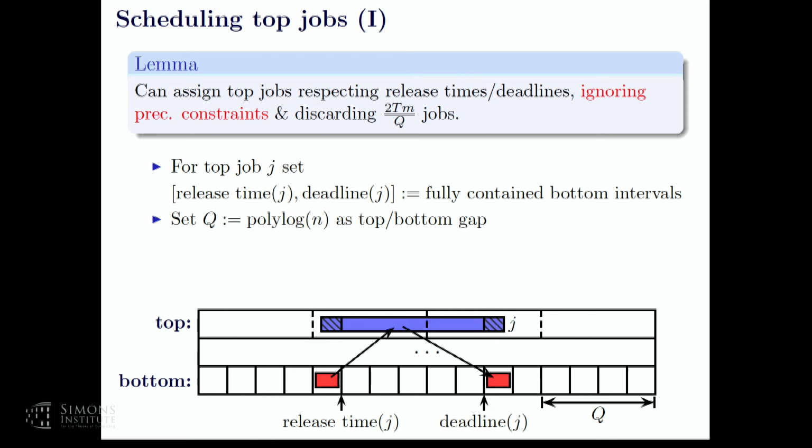We're going to do that in two phases. In the first phase, we will generously ignore all the precedence constraints between different top jobs, and show that we're not going to lose too much in that phase. And then we will fix the schedule and also respect the precedence constraints among top jobs.